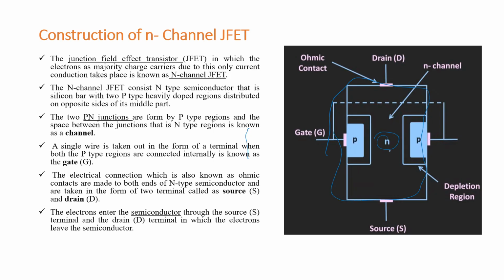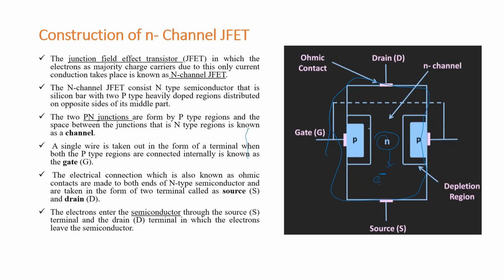N-type semiconductor has majority carriers as electrons, and electrons are negatively charged particles. So this silicon bar is called a channel. The channel is made up of N-type, and N-type has majority carriers as electrons, so the channel is N, so the JFET is called an N channel JFET.